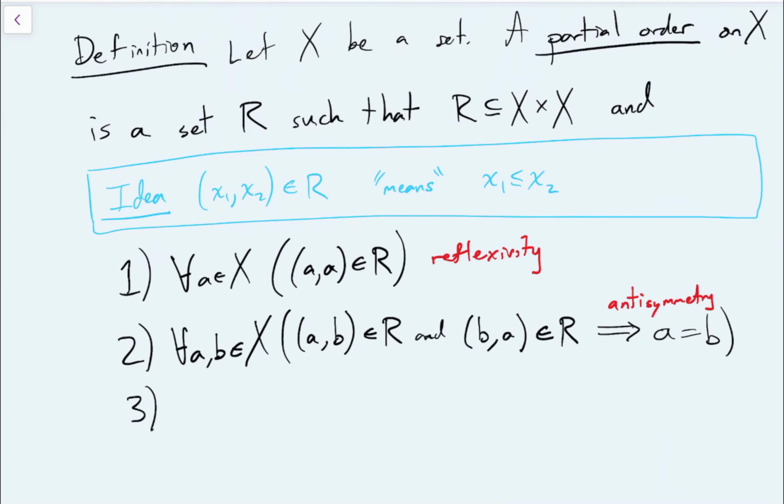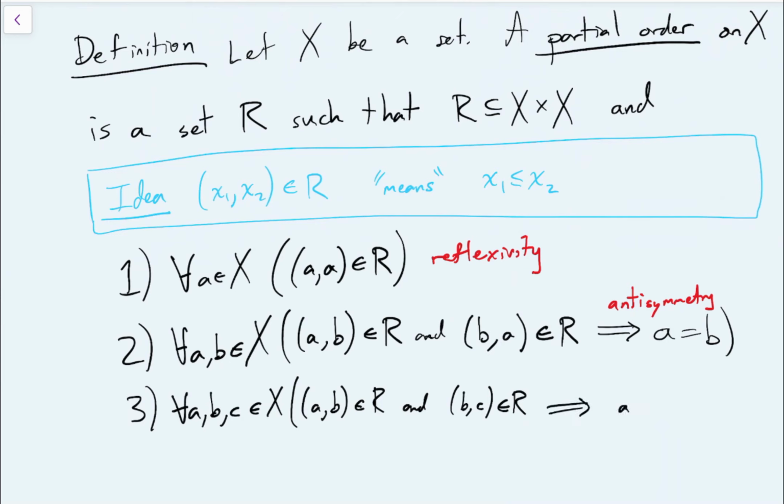Finally, the third property is transitivity. That was the one that said that if A is less than or equal to B and B is less than or equal to C, then A is less than or equal to C. So let me write out what that means. For all A, B, C, if (A, B) is in R and (B, C) is in R, then (A, C) is in R. That is transitivity.